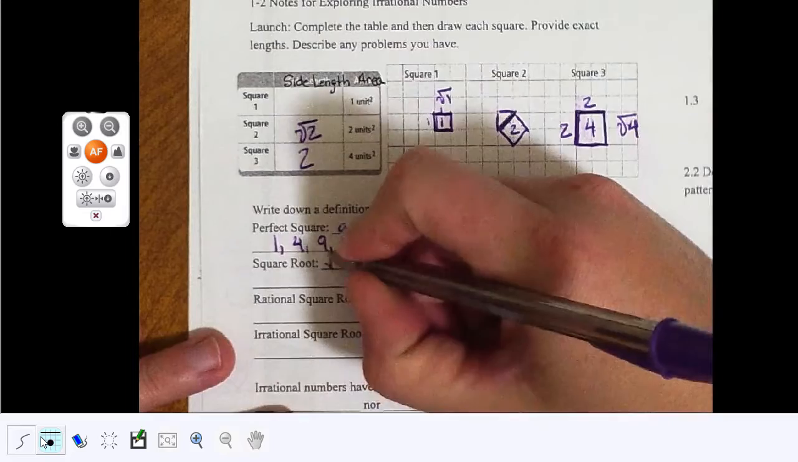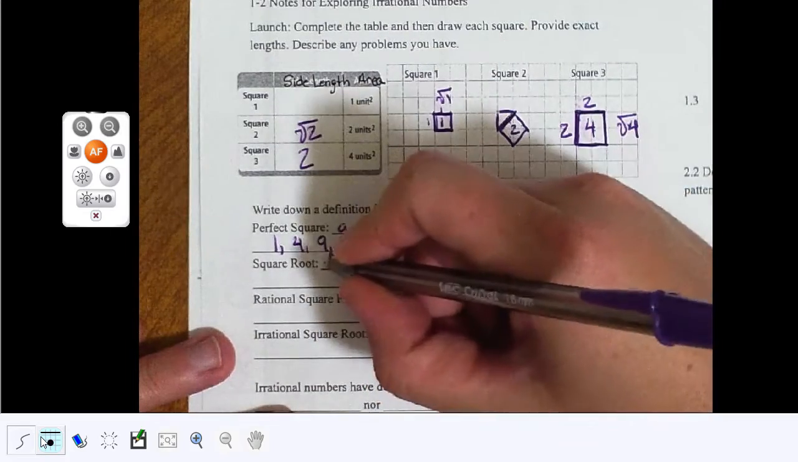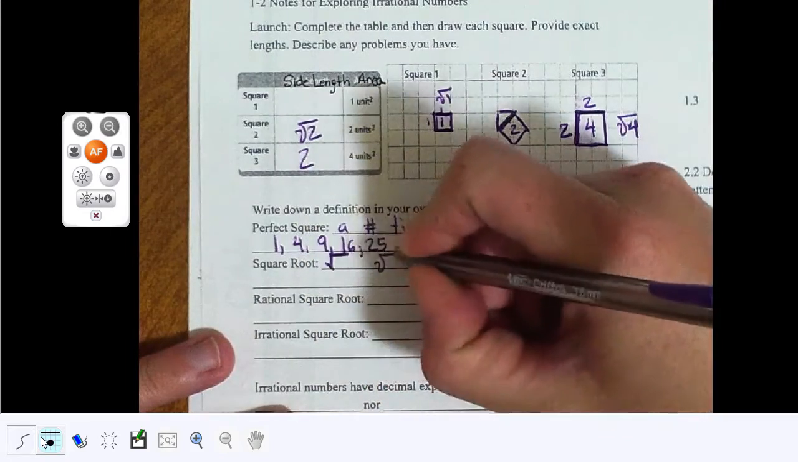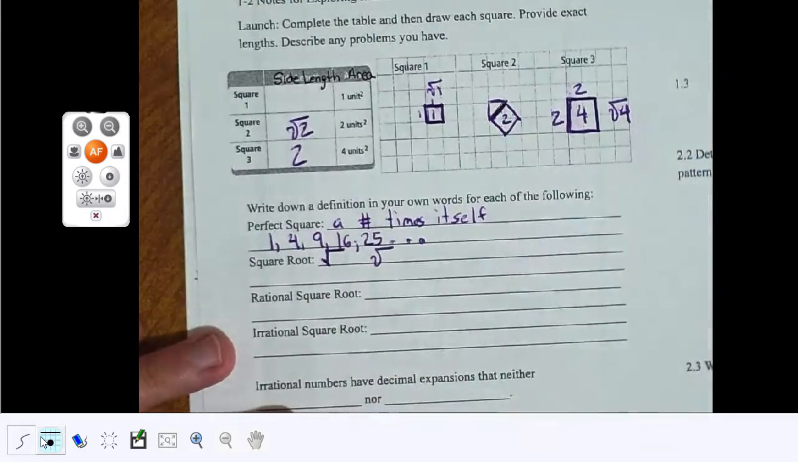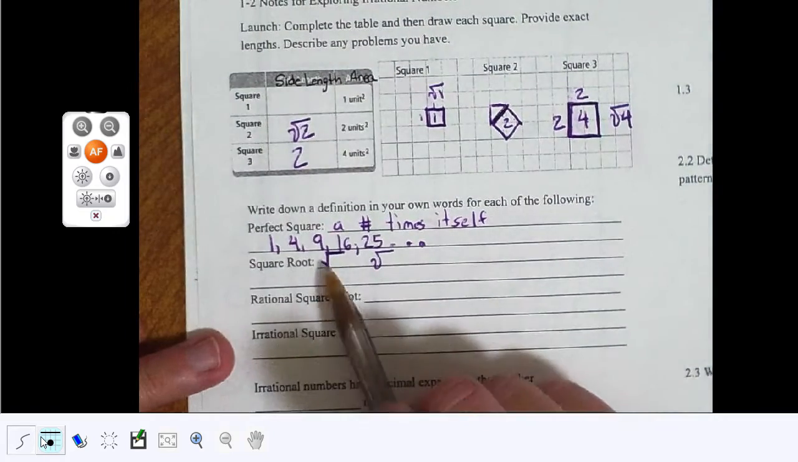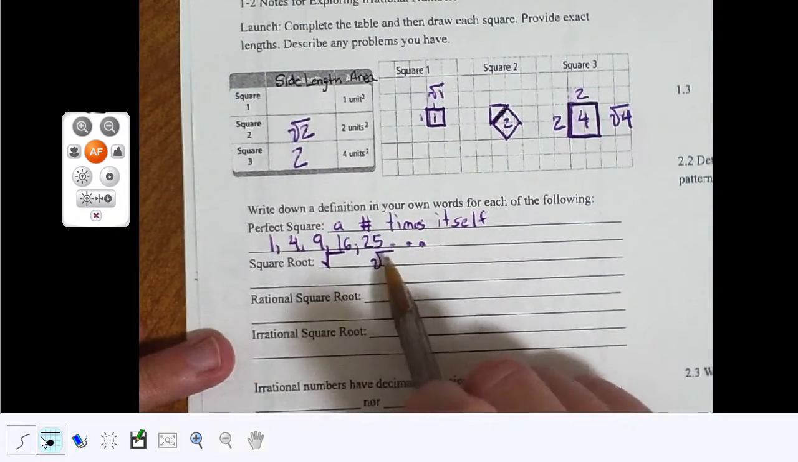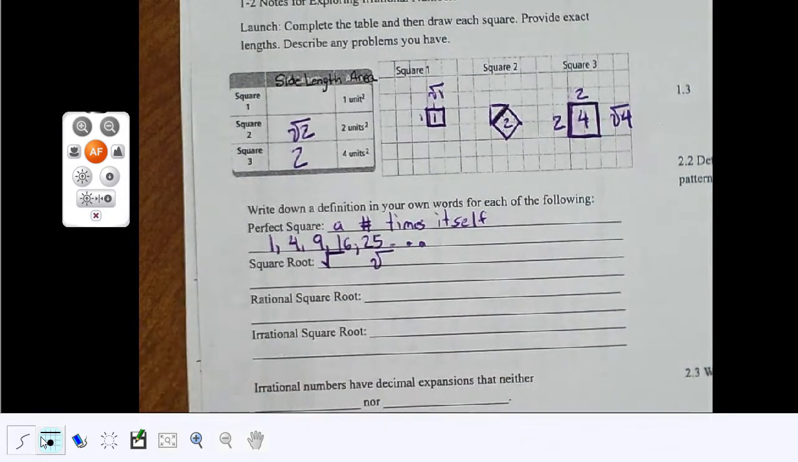Sometimes square roots are referred to as radicals. You can write a square root like this. Sometimes they're written a little more squiggly. Traditionally, computers will write this with different fonts. They're written a lot of different ways now, even with typing. A square root is the side length given that the area is any given number.